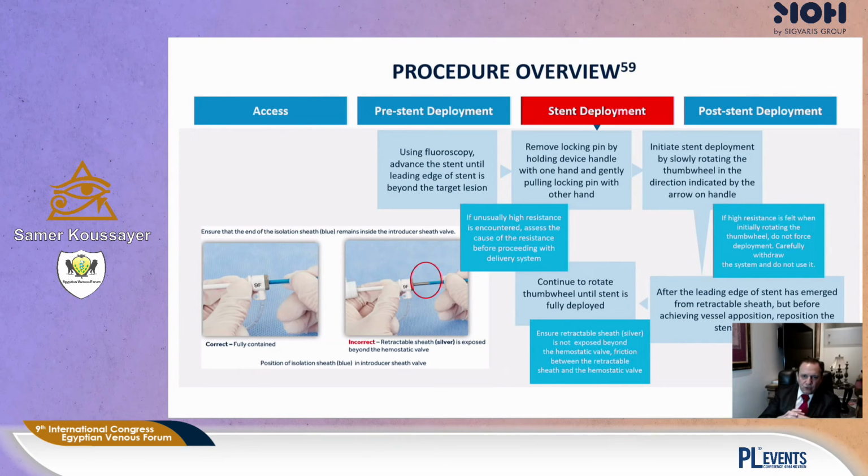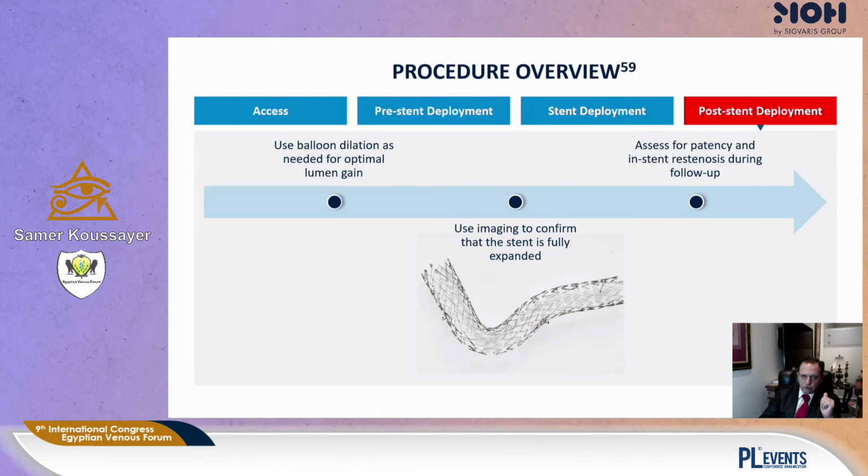Procedure overview, I'm not going through that because the steps differ from company to company, depending on what stent you are using, self-expandable or balloon expandable. These are easy steps, but you just have to follow the instructions of each company and which stent you are using for your procedures.